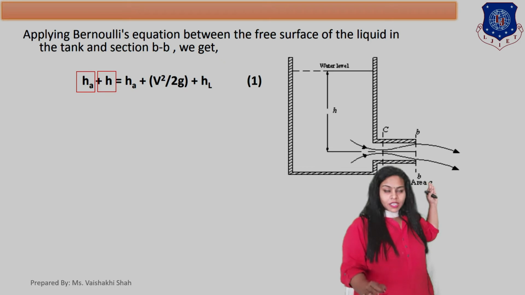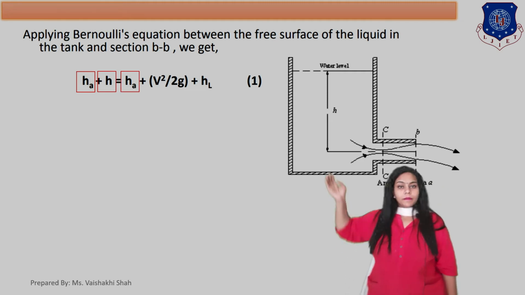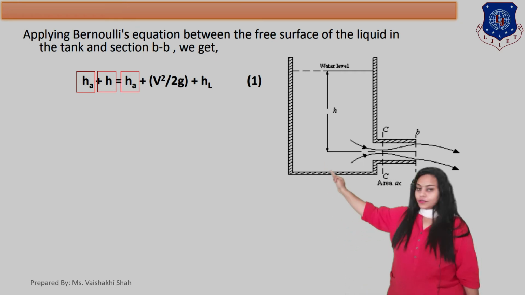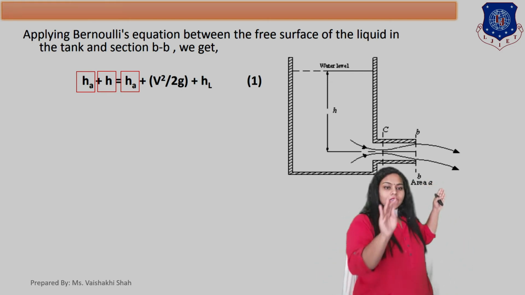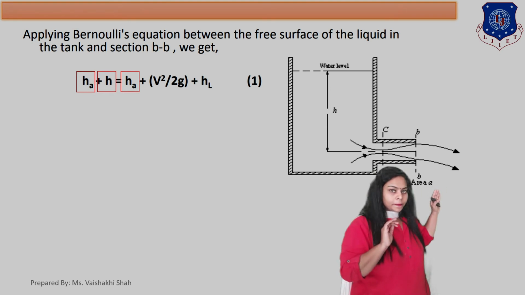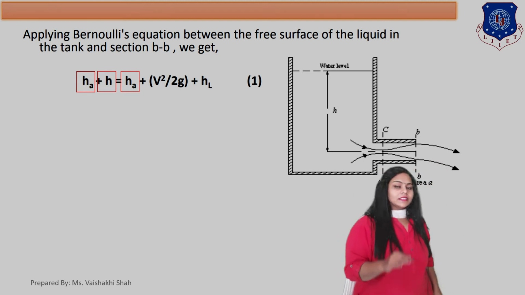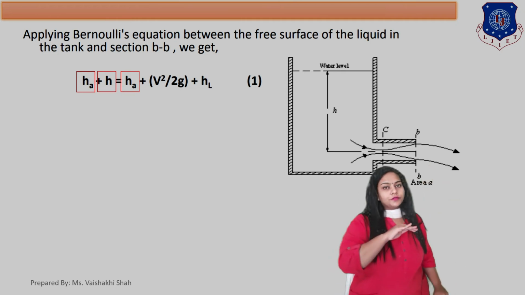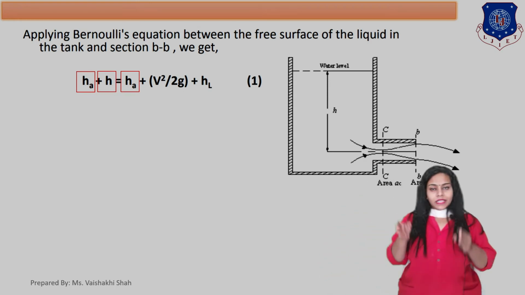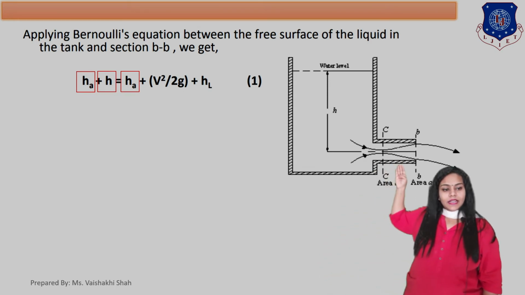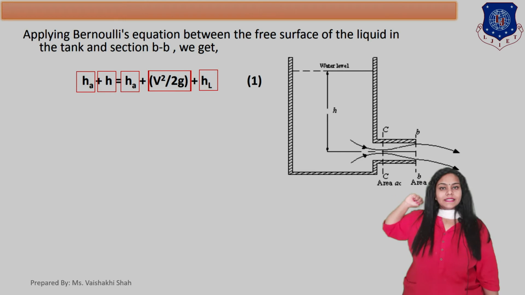Now, on the right hand side, at section B, the term P2 by rho g is again the atmospheric pressure head, which we replace by HA, plus V2 square by 2g, or you can say V square by 2g. Plus the center line, which we have taken as the datum, so Z2 equals 0. And there is a head loss between section CC and BB, at section B, which is HL.